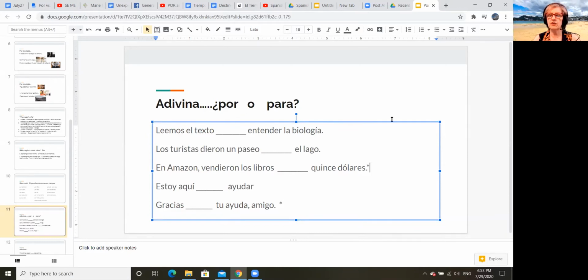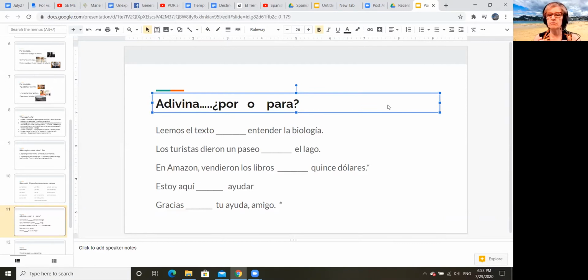I'm going to star these two because they use por for the exact same reason. Thanks in exchange for the fact that you gave me some help. And gracias por ayudar. Even though money is not changing hands, I give you thanks in return for the fact that you gave me assistance. Gracias always uses por with a noun.